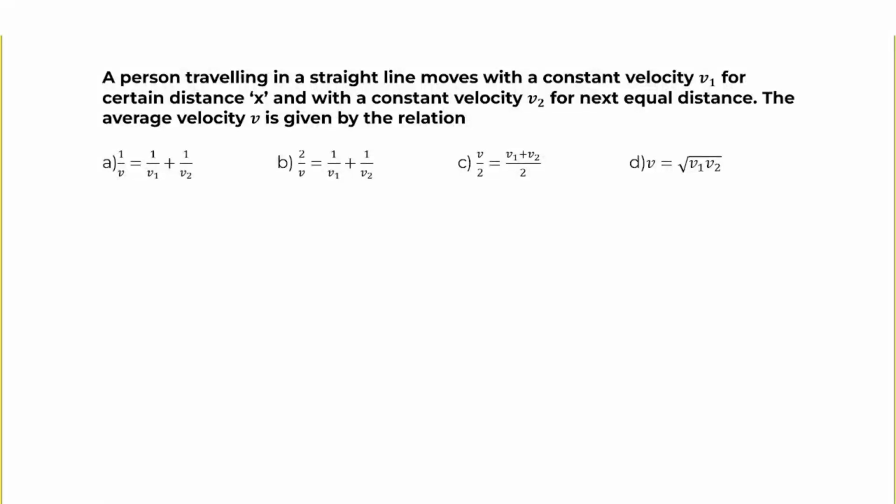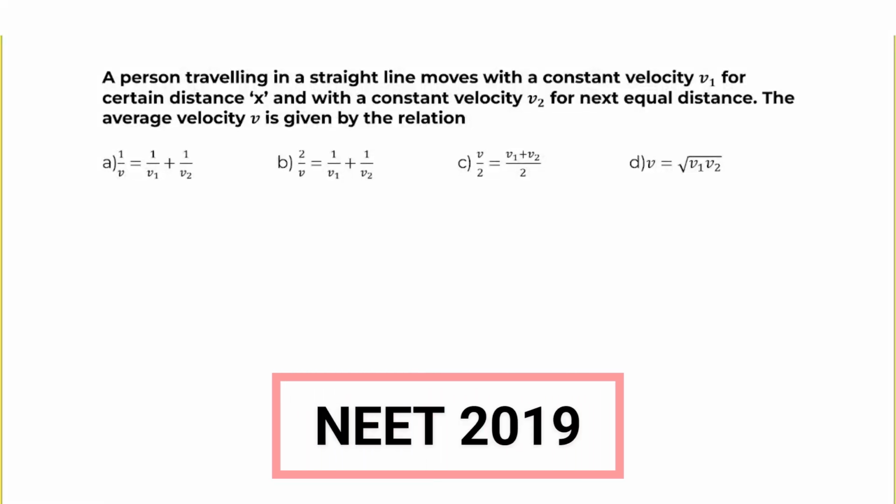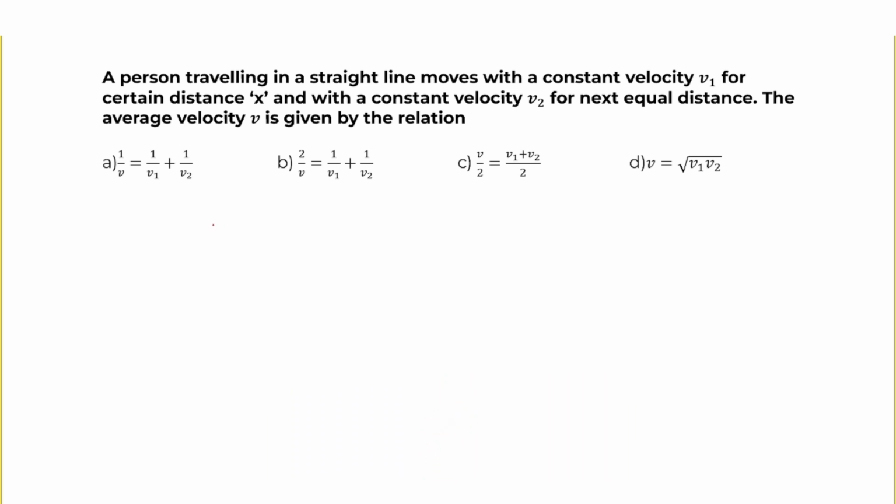A person traveling in a straight line moves with a constant velocity v1 for a certain distance x and with a constant velocity v2 for the next equal distance. So let's say here is our point A and this is our point B. Now we are going from A to B, such that while going from A to C the distance is x, while going from C to B it is again x as per the problem. Initially while going from A to C it is v1 and from C to B it is v2.